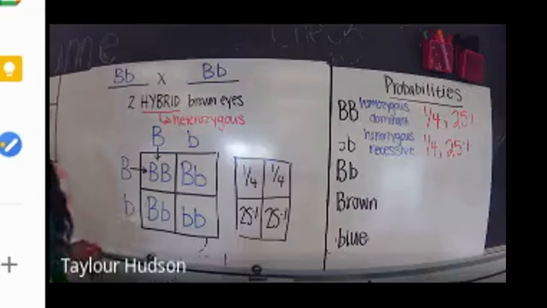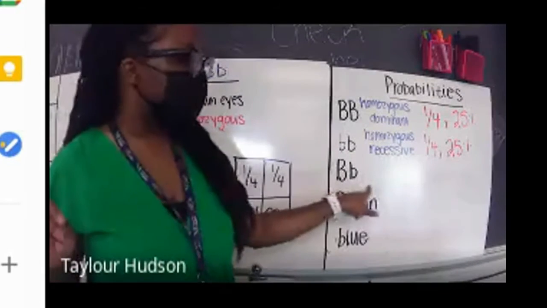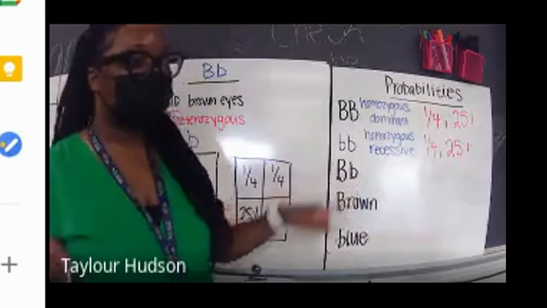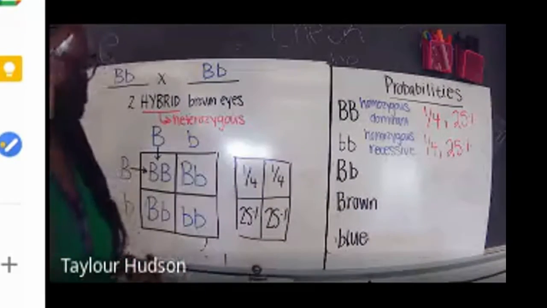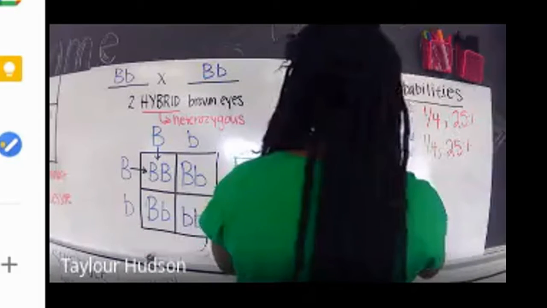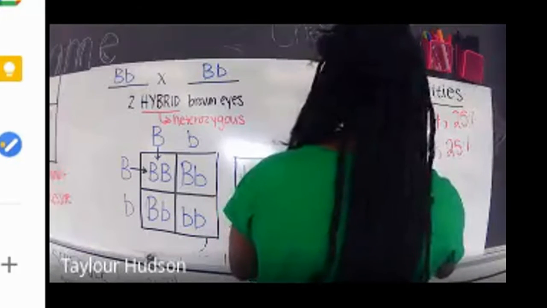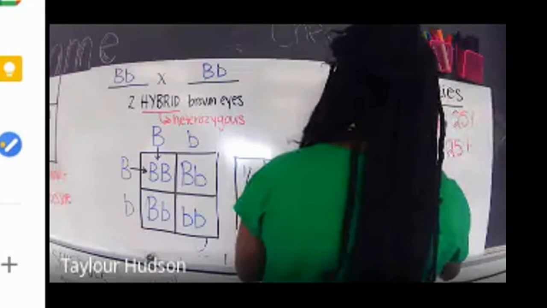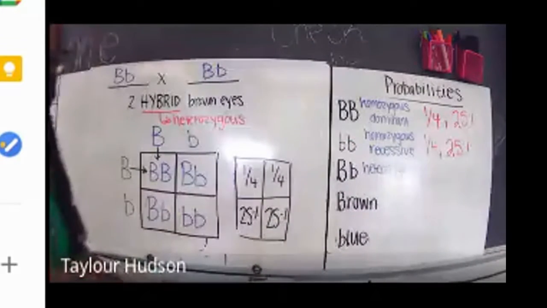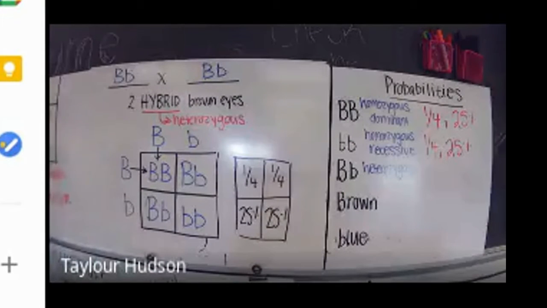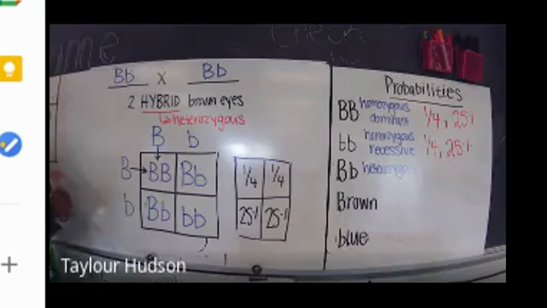All right. Next, it's asking about an offspring that has a big B, little b. This genotype is heterozygous. Remember, hetero means different. All right, so what are the chances that they'll have an offspring that is heterozygous? 50%. Why 50%, Tyler?